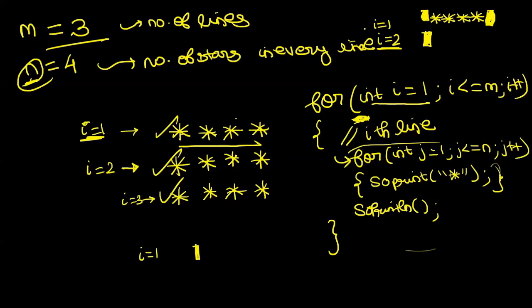So let's say for my case, I am telling that m is equal to 5. That is, I want to print 5 lines, and n is equal to 3. Okay, n is equal to 3. So how do I write my code, guys?